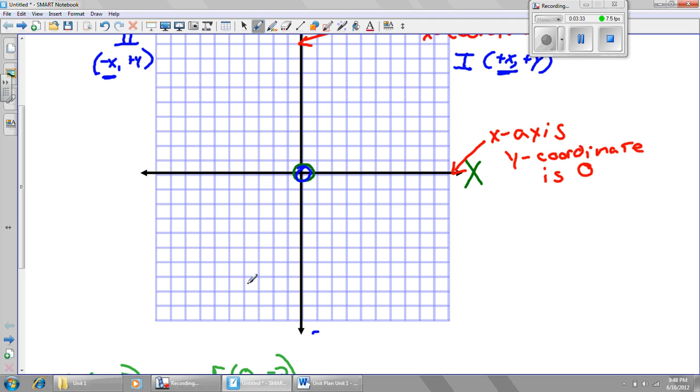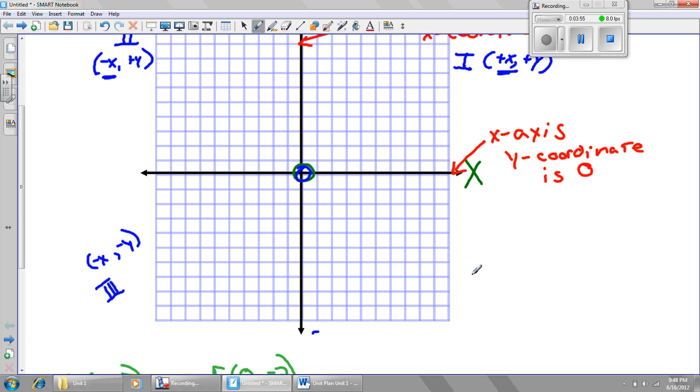So when you move down into quadrant 3, which is over here, your x is negative because you're to the left of the origin, and your y is negative because you're below the origin, right? When you're in this area, you're to the left of the origin and below the origin, so both are negative.